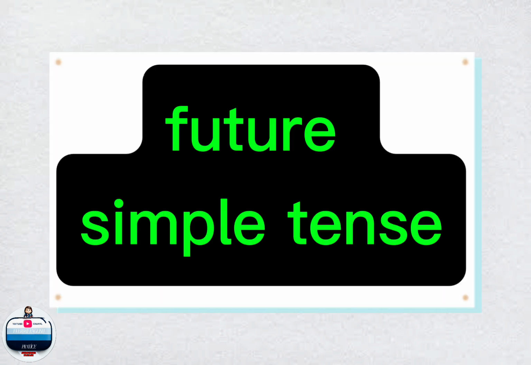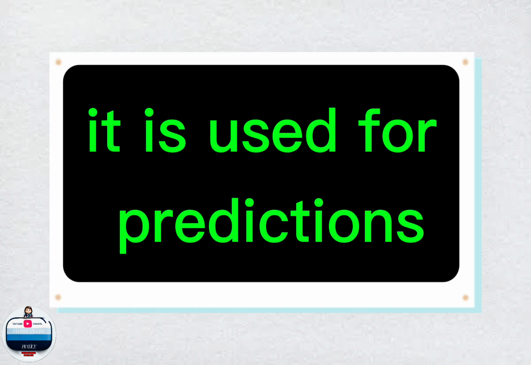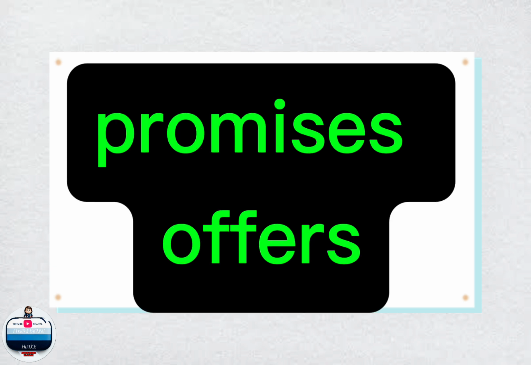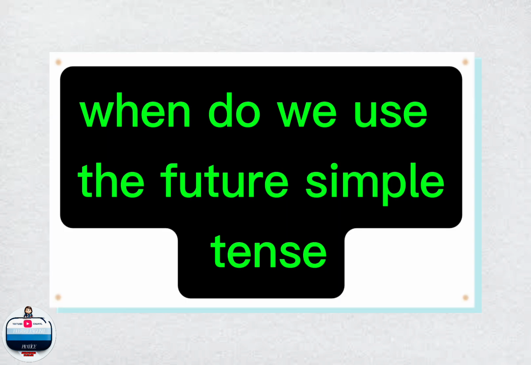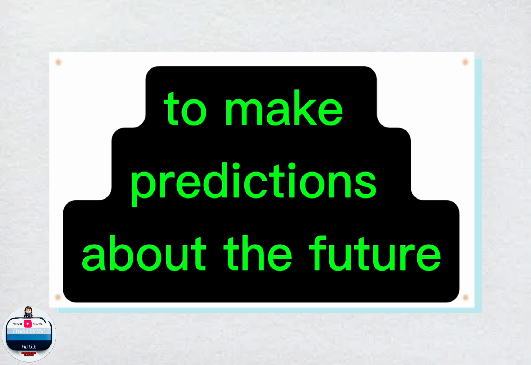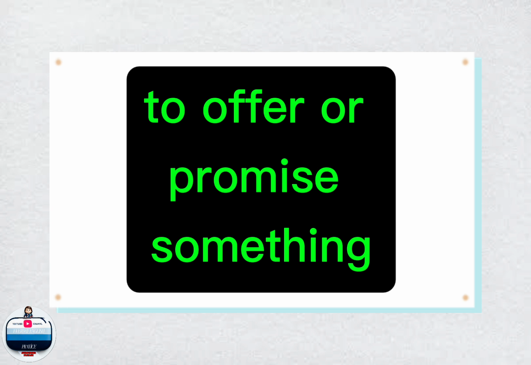Future simple tense. The future simple tense is used to talk about future actions or events. It is used for predictions, promises, offers, and decisions made at the moment of speaking. When do we use the future simple tense? To make predictions about the future. To talk about decisions made at the moment of speaking. To offer or promise something.